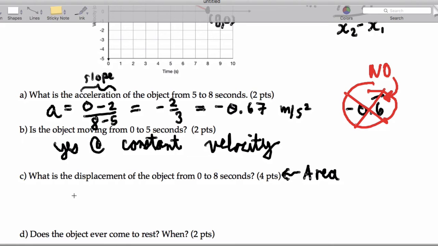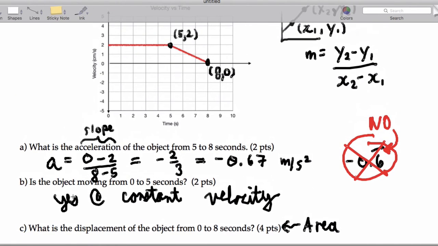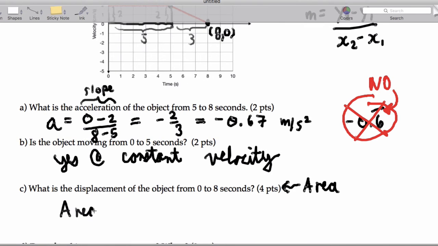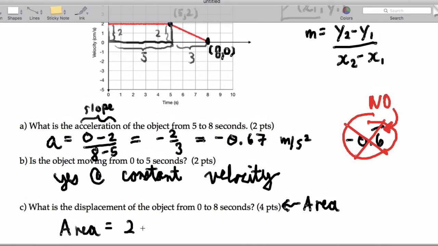So for part C, we want to get the displacement of the object from 0 to 8 seconds. So we have a rectangle here. Let's notice that it has a length of 2 and a width of 5. Now that's 2 centimeters per second, 5 seconds. And then here we have this base of 3 and again a height of 2. So let's put all that together. Our area, which is the displacement, is going to be 2 times 5 plus the area of the triangle, which is 1/2 times 2 times 3. When we put all that together, we're going to end up getting 13 centimeters.